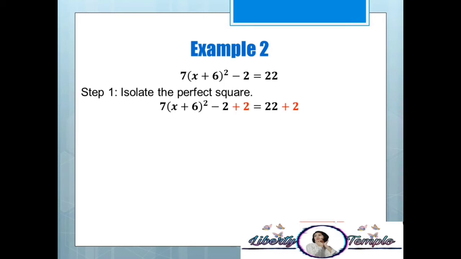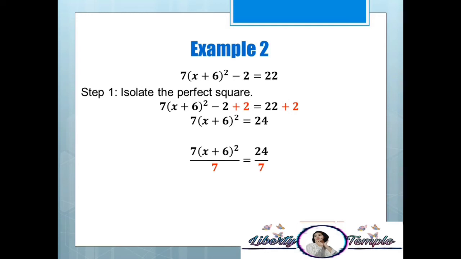So we have 7 times the quantity of x plus 6 squared minus 2 plus 2 is equal to 22 plus 2. So in here, we apply the addition property of equality. As you can see, we added positive 2 to both sides, since we want to eliminate negative 2 and transfer it to the right side. So the result is equal to 7 times the quantity of x plus 6 squared is equal to 24.